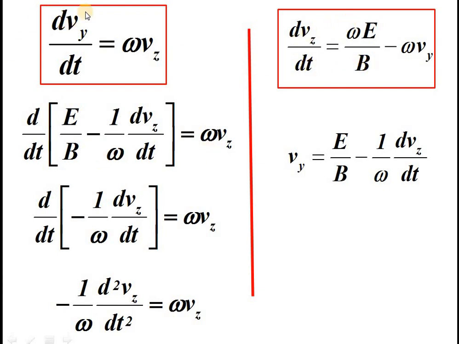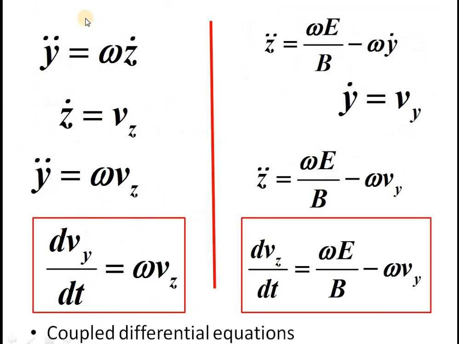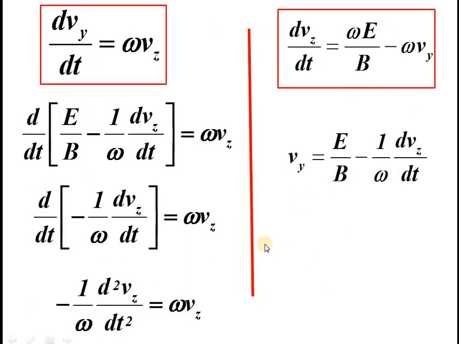This is given here. Vy is already given in the previous slide. Okay, Vy. So you can replace this Vy. Then what we get is, we can write it by replacing Vy here with E by B minus 1 by omega dVz by dt. So omega Vz.